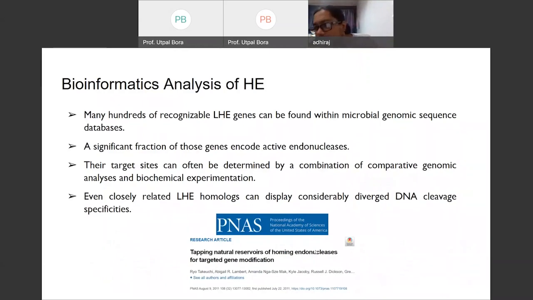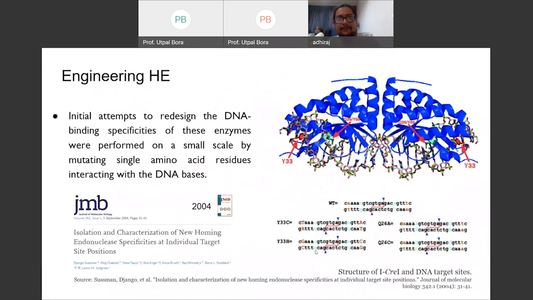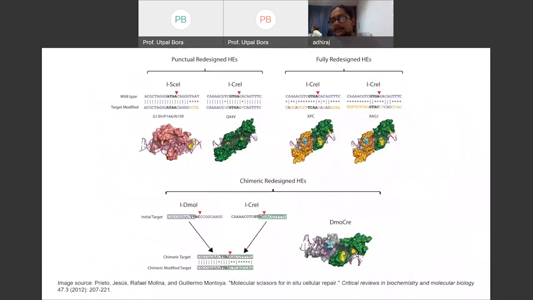I'm sorry, why is it called punctual and fully? Because in fully they are particularly targeting a gene, okay, like RAG1. That's why they are calling it fully. But in punctual, they are just changing one nucleotide, and that might not be a part of a gene. They are just testing it, right? So here they have changed a couple of amino acids so that it can go and bind to a completely new gene. That's why it's called fully redesigned, right?